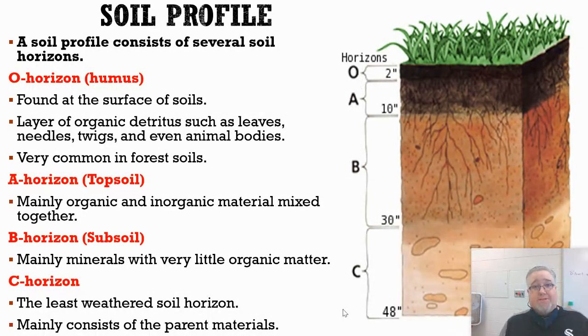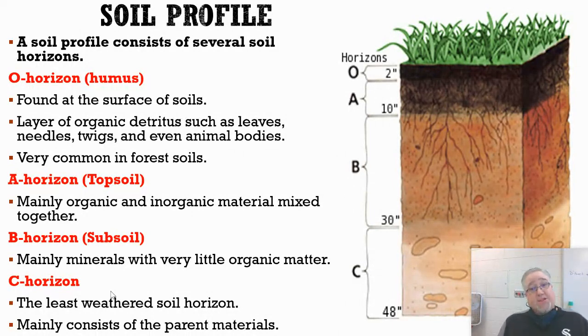Now, most of the time, when you see a picture of a soil profile, it's going to have those four distinct layers. You just have to know which layer is which. Just remember, O comes first, and then it's just A, B, C. All right, but then you need to know some details about each one of those layers as well.